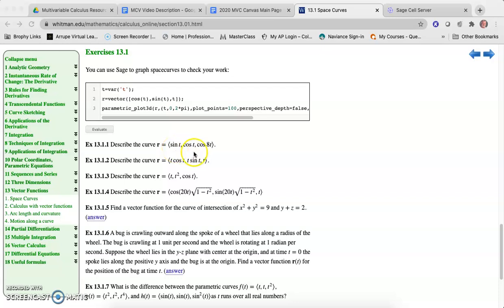Because it is sine t, cosine t, we know this will make a circle centered at the origin of radius 1. It'll actually be drawn starting on the y-axis and then going around in a counterclockwise direction until it reaches 2 pi, when it will return to the y-axis. If you look straight down the z-axis, you'll see it as a circle. That's its projection. However, in the z-axis, it's cosine 8t, which means it will alternate between 1 and negative 1 as we draw the circle.